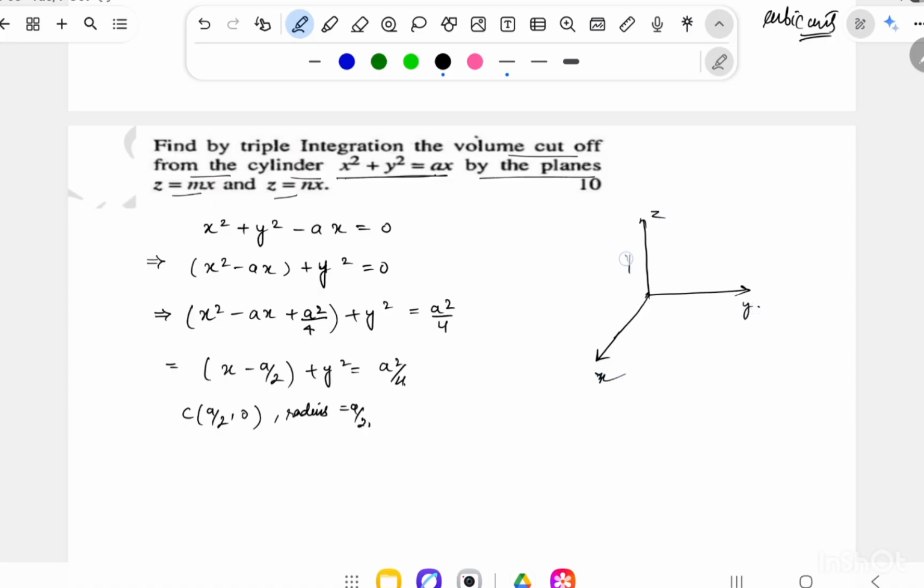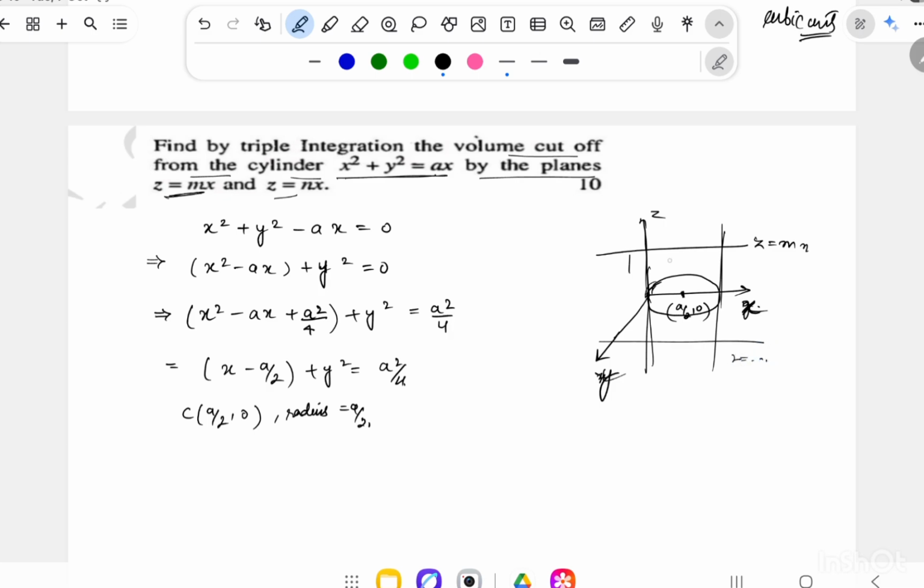So the cylinder is somewhat like this; this is x, this is y, and this is z. So the center is (a by 2, 0) and the radius is also a by 2. So this is the base of my cylinder, and the cylinder is somewhat like this, and there are two planes, that is z equals mx and z equals nx, which basically cut this cylinder. So let's assume that this is z equals mx and this is z equals nx.